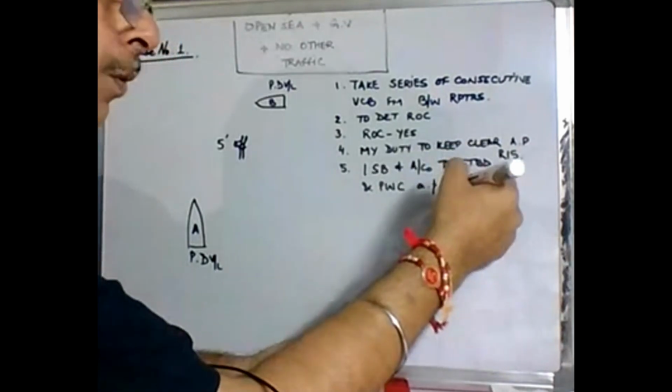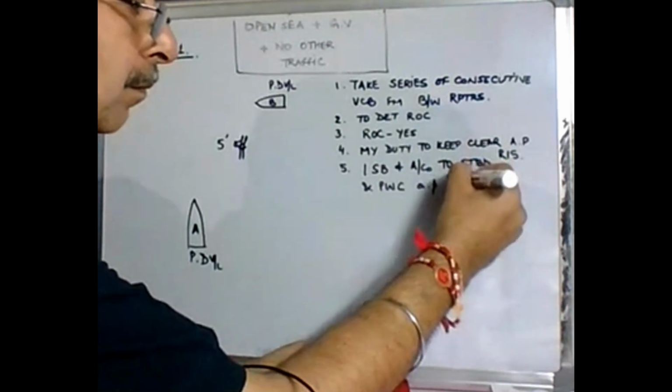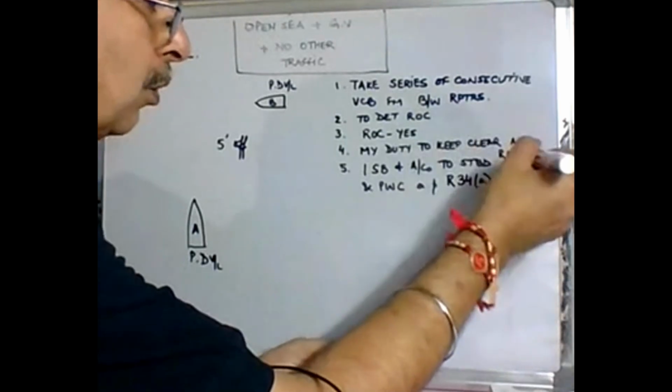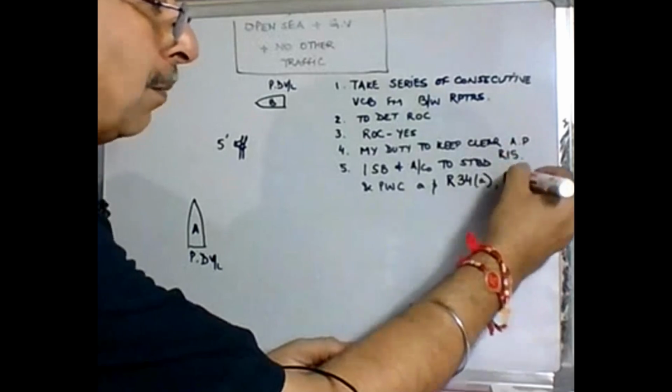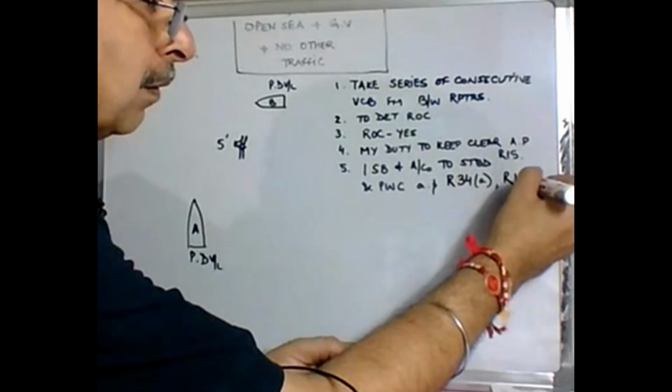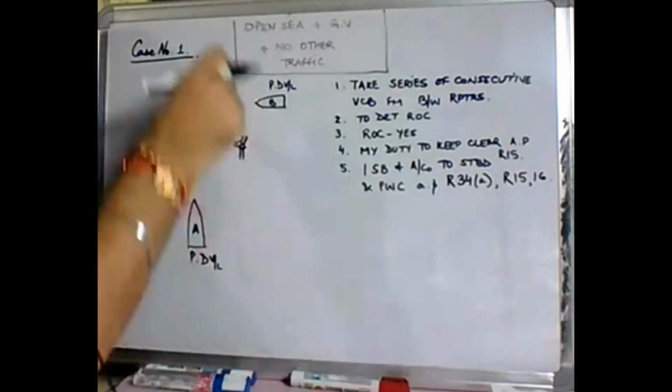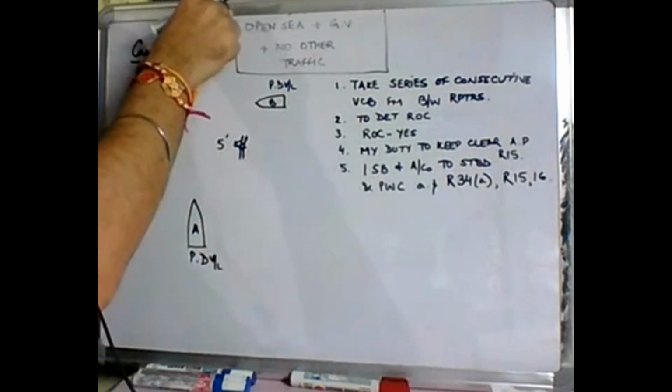Short blast is as per what rule? 34 alpha. And alter course to starboard is as per rule number 15 and 16. So this would be your answer. Okay? Is this clear to everybody? Is there any doubt with anyone? Yes, this is okay. We're coming on to case number 2 now.